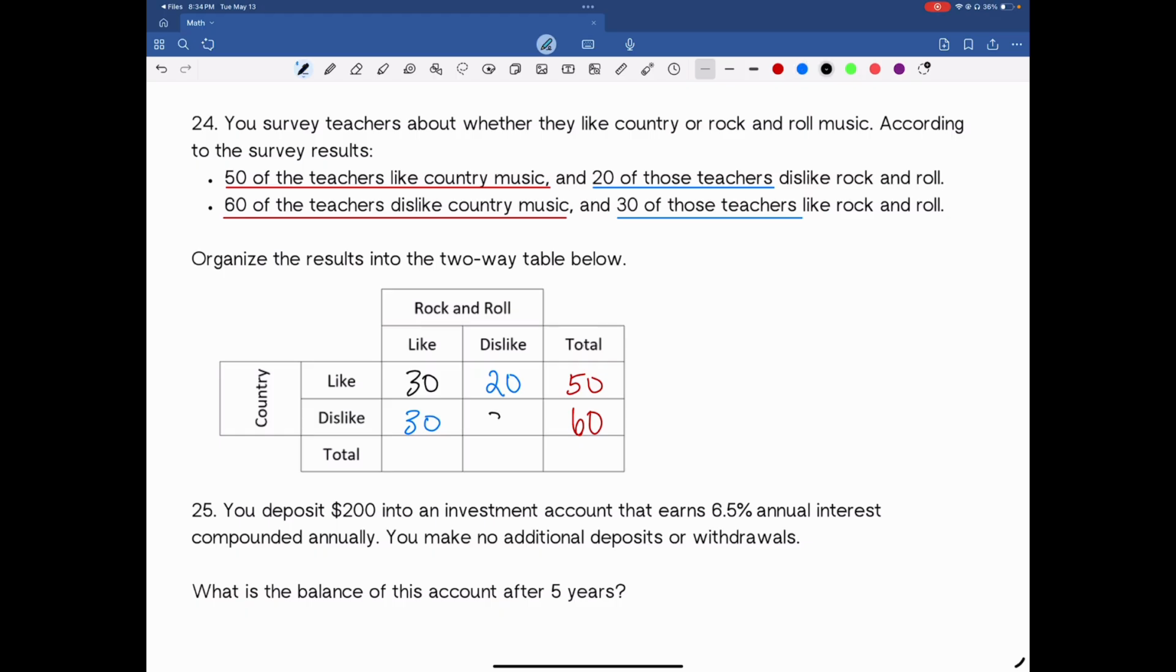And then we're going to have 30 here. And then we should be able to add all of those up. We got 60, 50. That's going to give us 110 total.